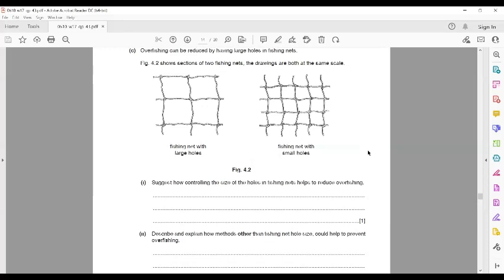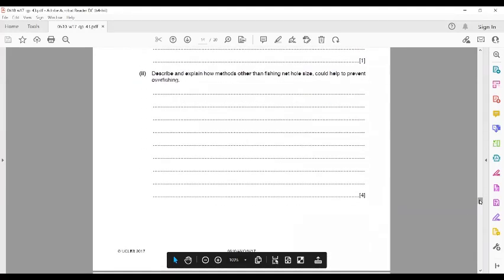Another reason that you can say is that it just catches those species that we target. I mean, we want it. The largest fish will be kept, the matured adult ones, and the smaller ones will stay.